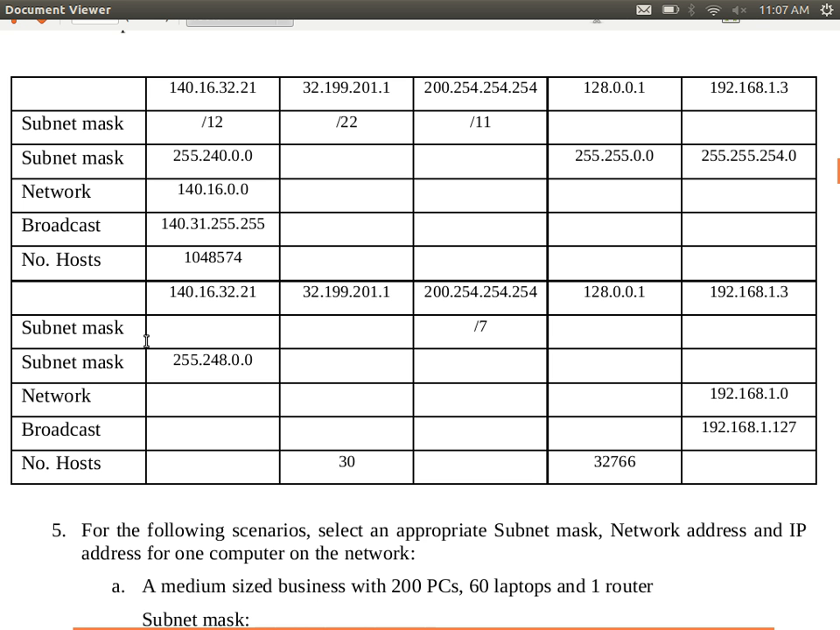But this one's reserved. It's reserved for the network address. This one's reserved for the directed broadcast address. So we have 2 to the power of 3 minus 2 values left. 6 in this case. The same here, 2 to the power of 19 minus 2 values left.